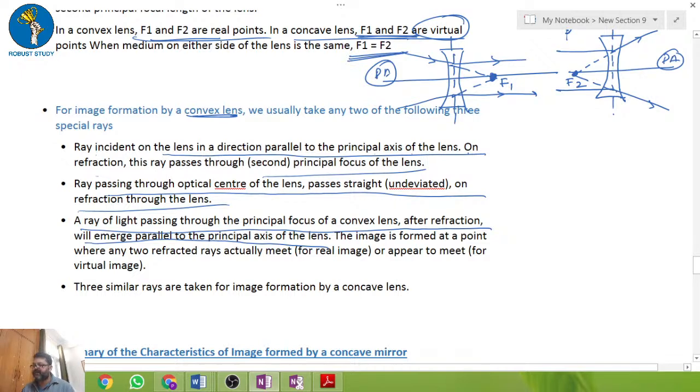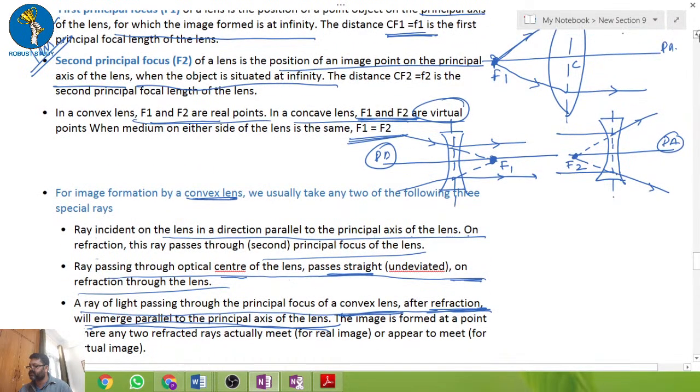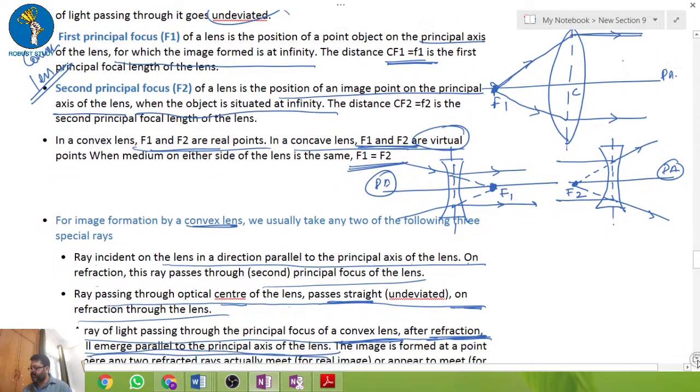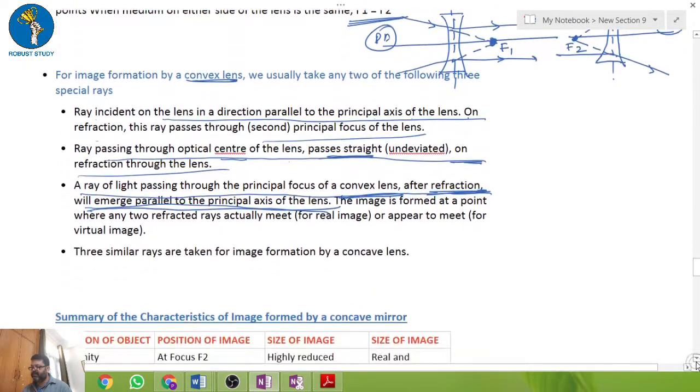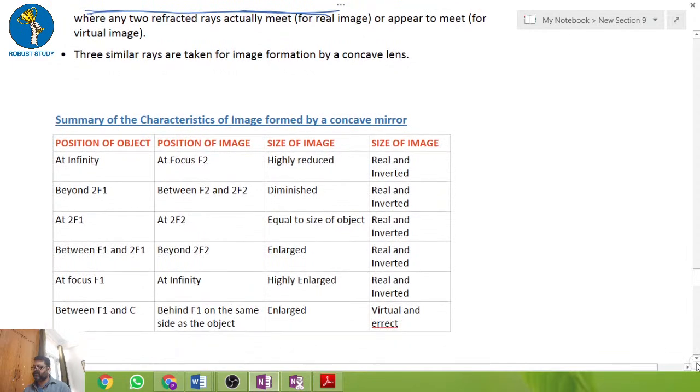Second, the rays passing through the optical center of the lens pass straight, undeviated. And the rest, we said, rays of light passing through the principal focus of the convex lens will, after refraction, emerge parallel to the principal axis. See, this is fine. So I hope you remember this in your exams for the long answer.